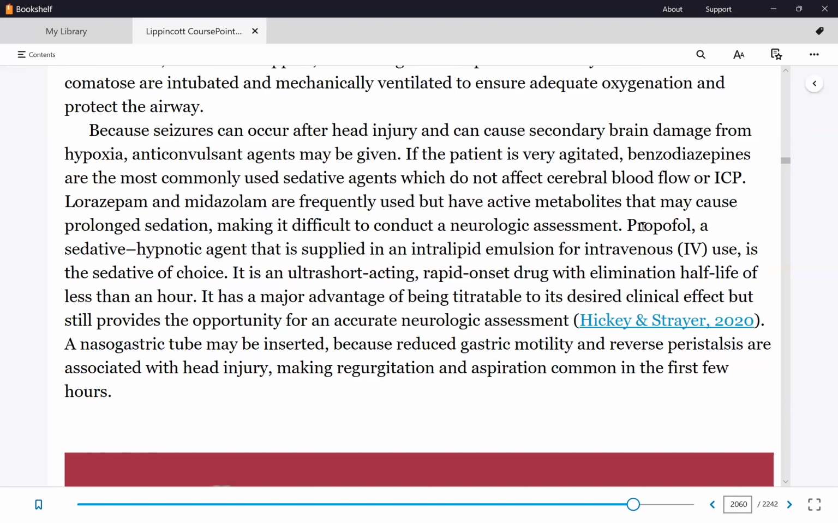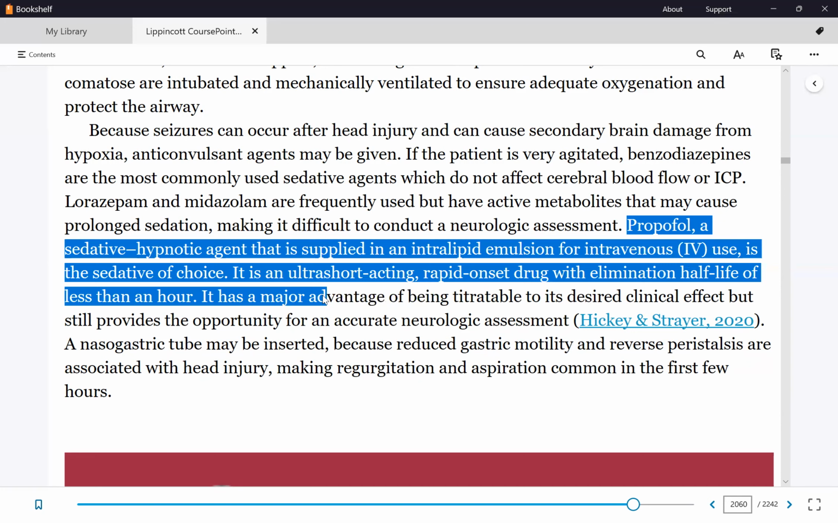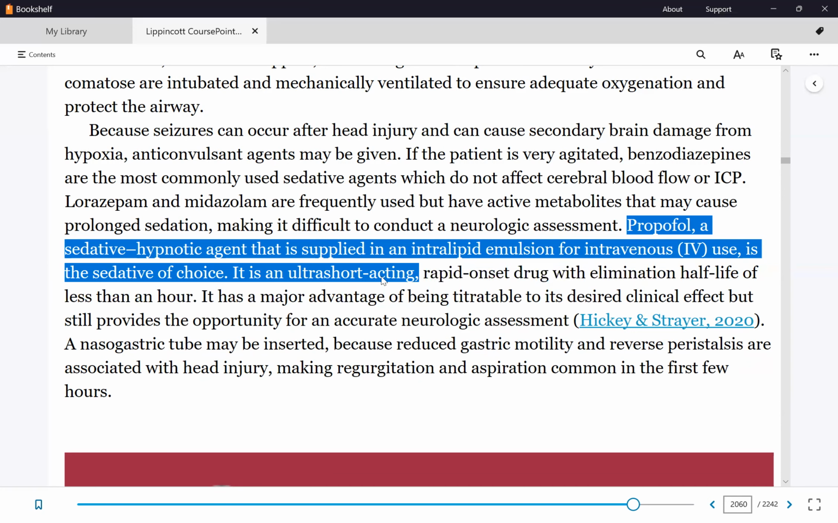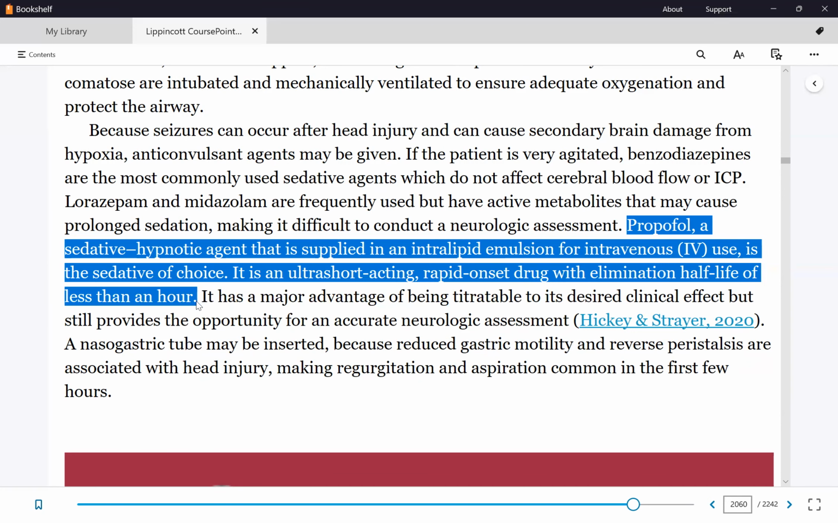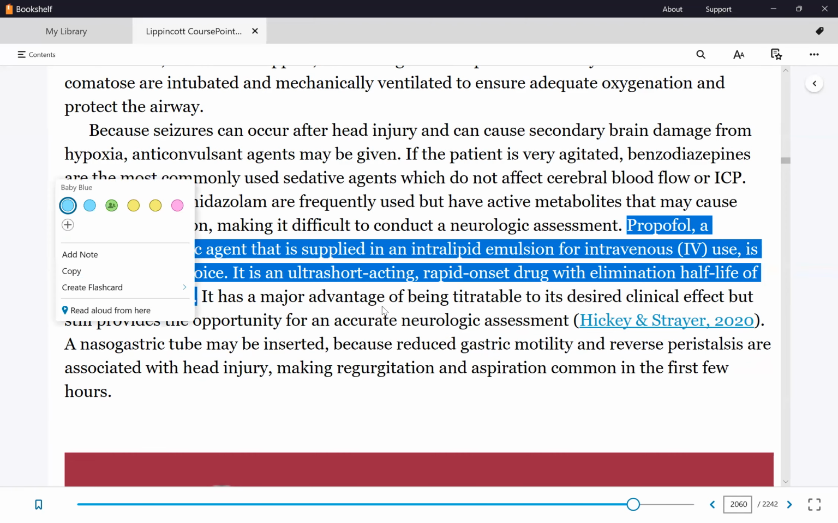Other sedatives, again, to induce a coma are propofol. Here's the reason. It has a very short half-life, so it's very ideal for these kinds of situations.